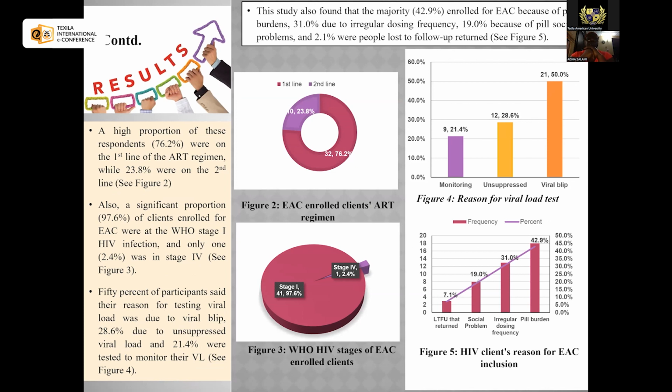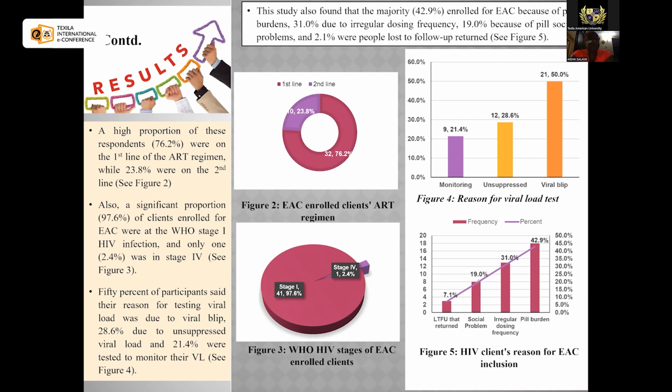So the high proportion of these respondents, which is 76.2%, were on first-line ART regimens, while 23.8% were on the second-line regimens. Also, a significant proportion, which is 97.6% of the clients enrolled in EAC, were at WHO stage 1 HIV infection. And only one, which is 2.4%, was on WHO stage 4 HIV infection.